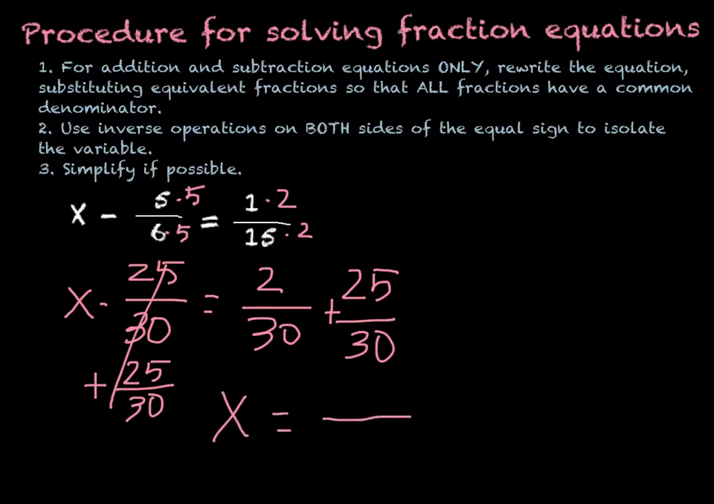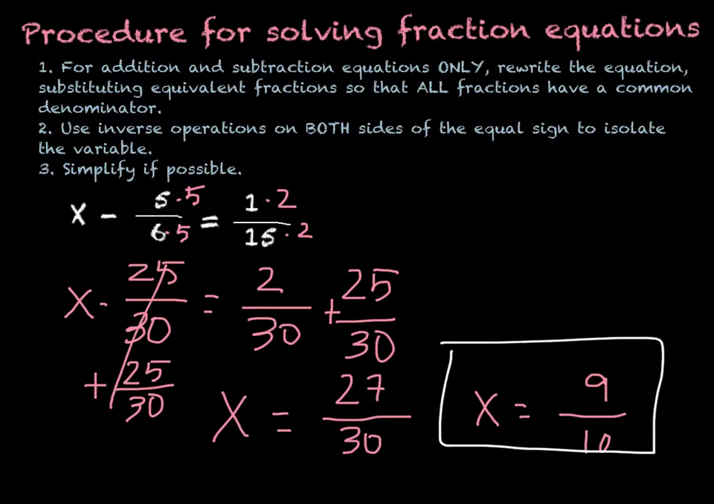On my right side, I now have to figure out what 2/30 plus 25/30 is, and when I add those, I get 27/30. Now when I'm looking at those numbers, 27/30, the last thing I have to do is decide whether or not I have to simplify. Well, I know that 3 goes into both of those values, so 3 is going to go into 27 9 times, and 3 is going to go into 30 10 times, so my final answer is going to be x equals 9/10.